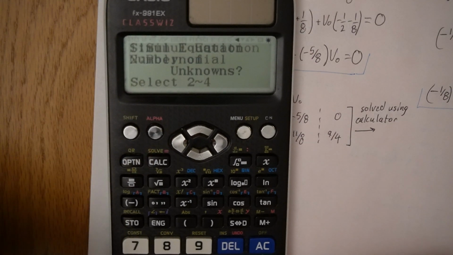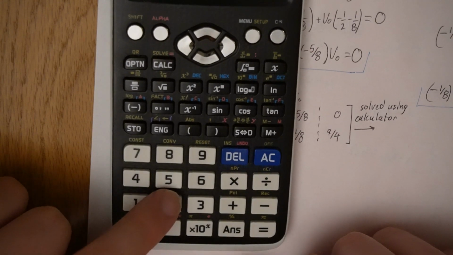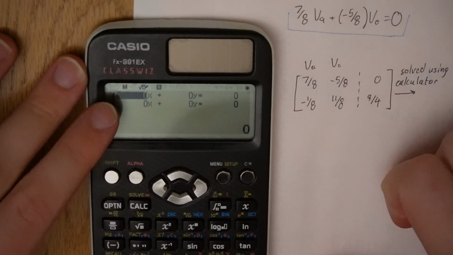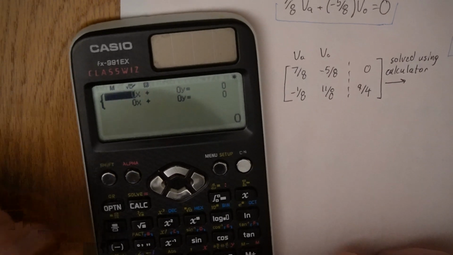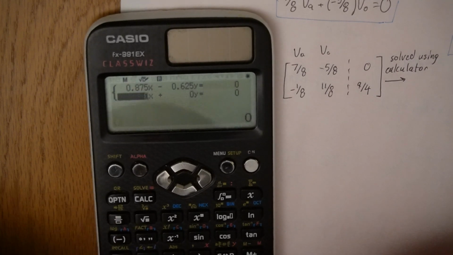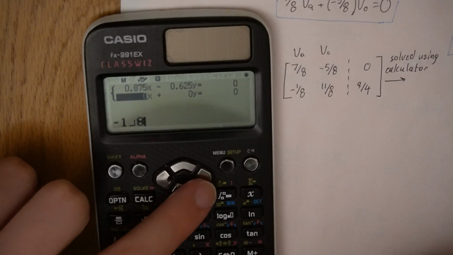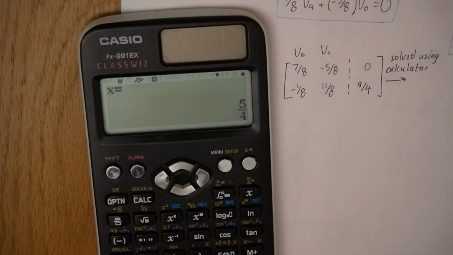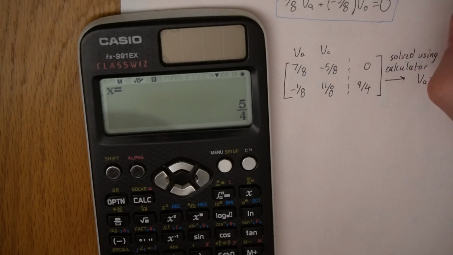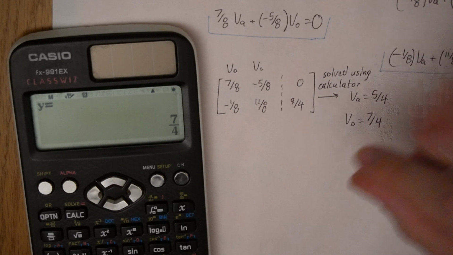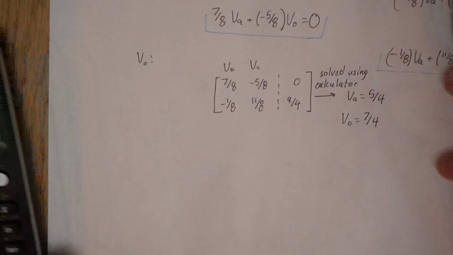simultaneous equations. 1. How many unknowns do we have? We have 2. So we have 6 spots to enter numbers. I got 6 coefficients. I just plug them in. 7 over 8, minus 5 over 8. I remember to watch my negative signs. 9 over 4. Solving this, VA is equal to 5 over 4. VO equals 7 over 4. That's actually a surprisingly nice number, given I just came up with the parameters randomly.